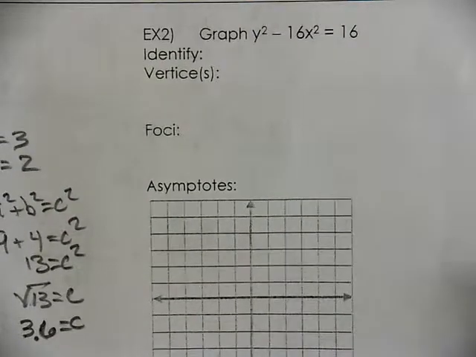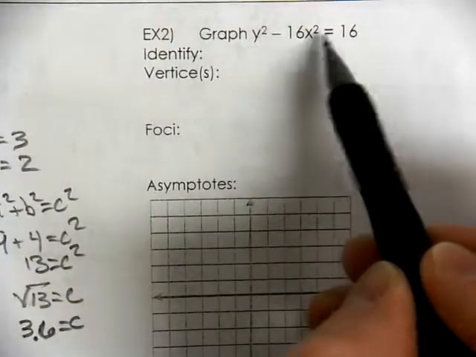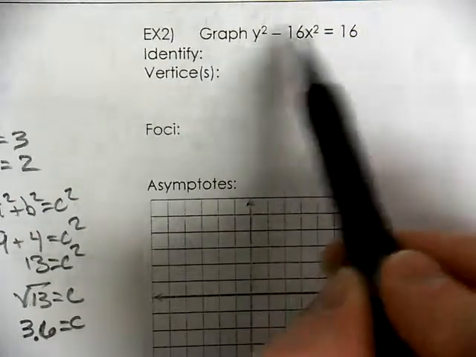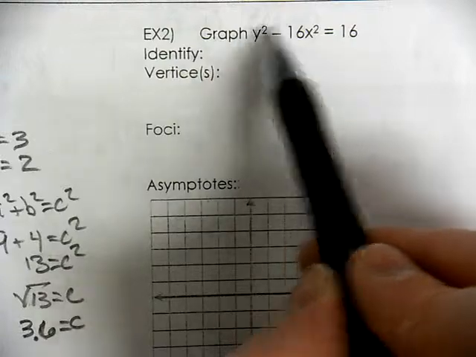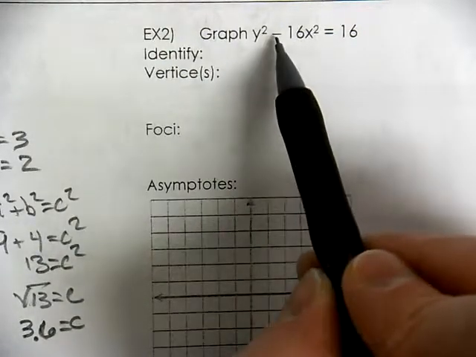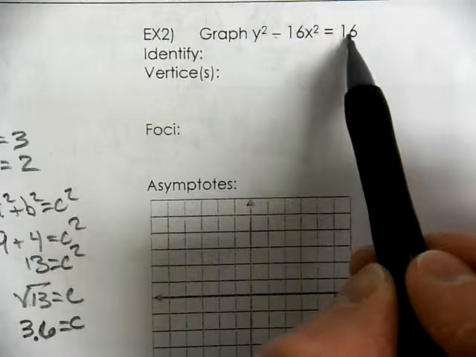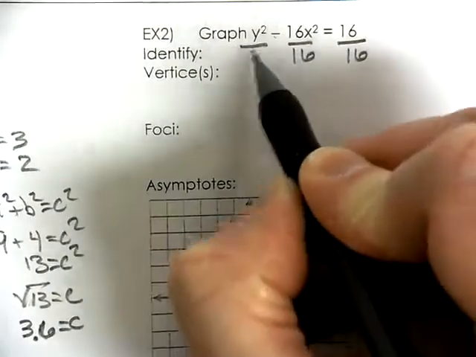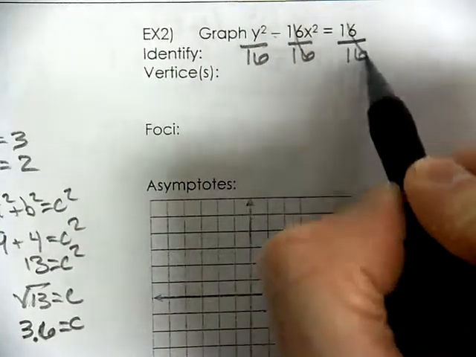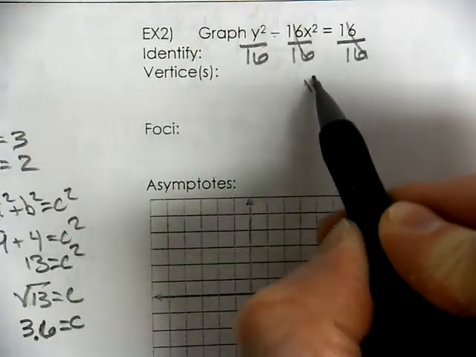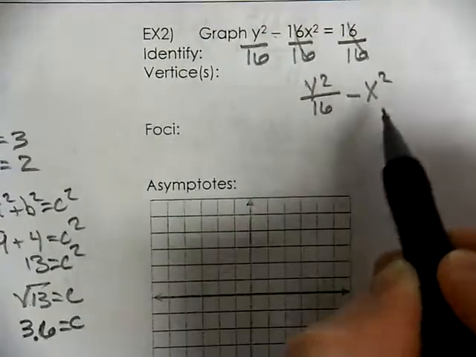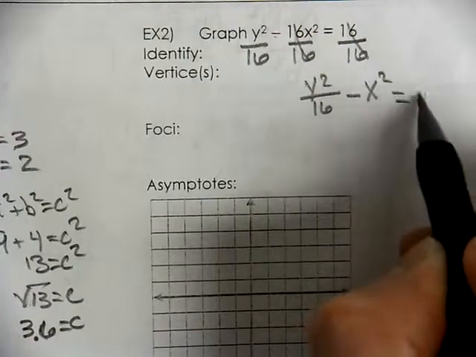The next graph, notice how you have a y squared and an x squared. They're not in the xy order. And there's a minus, so their order is okay. It's a hyperbola because there's a minus between them. But we don't equal 1, so we have to divide by 16. So we're going to get y squared over 16 minus x squared, you could say over 1, equals 1.